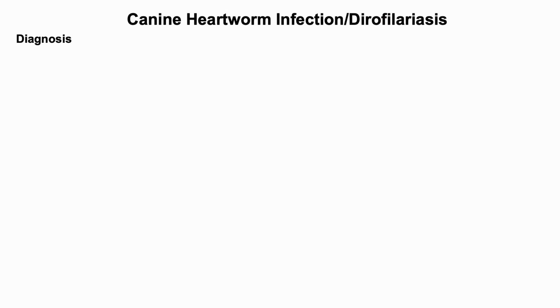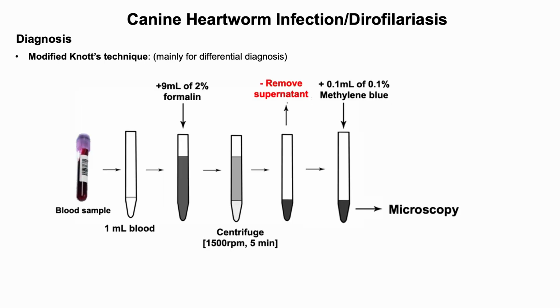In addition to the examination of blood smears, the modified Knott technique can also be performed for the differential diagnosis of Microfilaria of Dirofilaria immitis and Dipetalonema reconditum. For performing the modified Knott technique, take 1 ml of blood with 9 ml of 2% formalin. Afterwards, centrifuge it at 1500 rpm for 5 minutes. Discard the supernatant and examine the sediment after staining with 0.1% methylene blue.